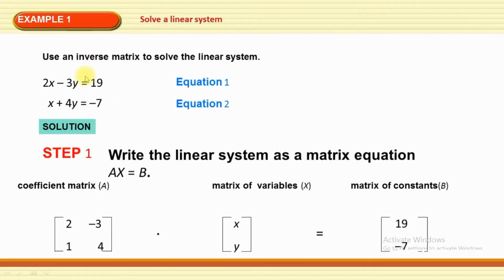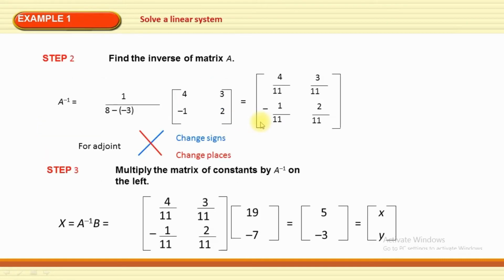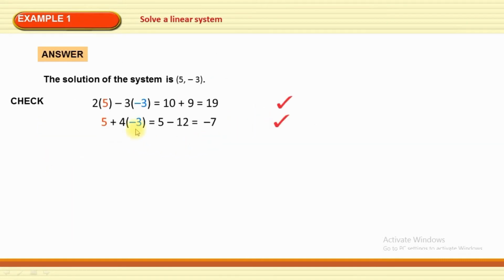This is equation number 1. So the first equation is satisfied by the results. Now to check the results for the second equation, x plus 4 into y, this is the value of y. So 5 plus 4 into minus 3, so 5 minus 12 is equal to minus 7, and on the right hand side of the second equation we have minus 7. So the result is correct.